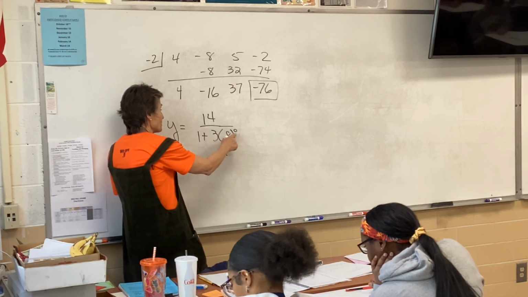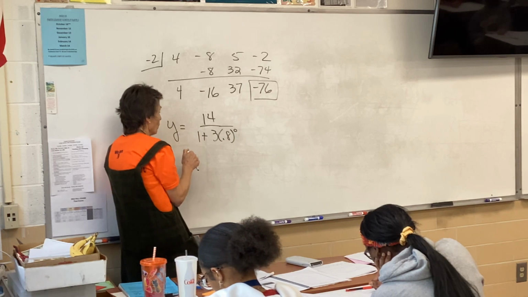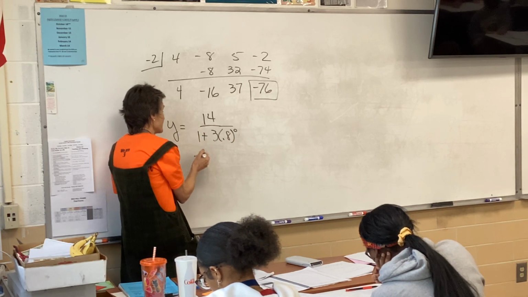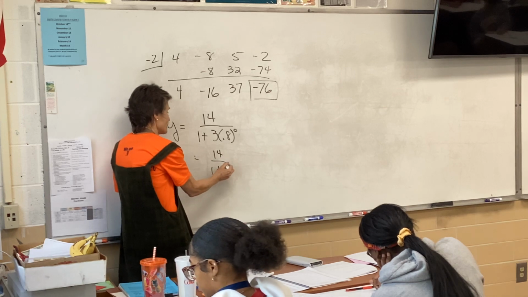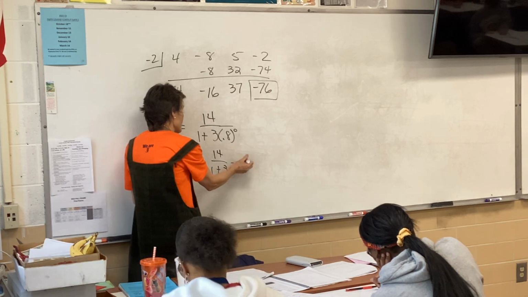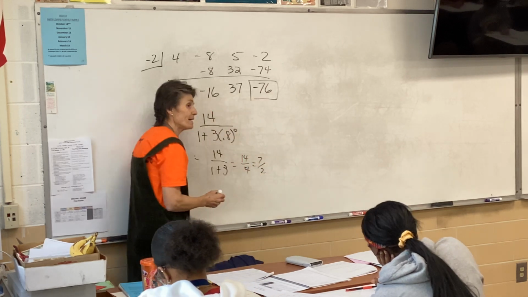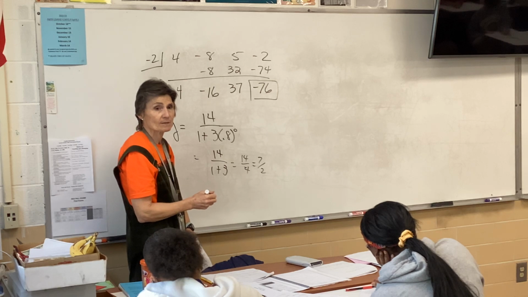If I let x be 0, what's 0.8 to the 0th? 1. So I have 14 over 1 plus 3, which is 14 fourths or 7 halves. So the y-intercept is 7 halves.